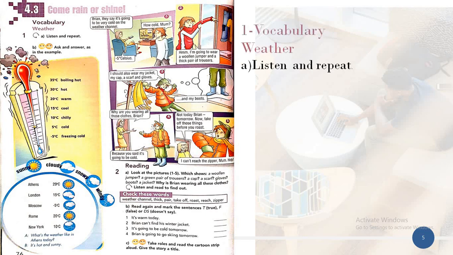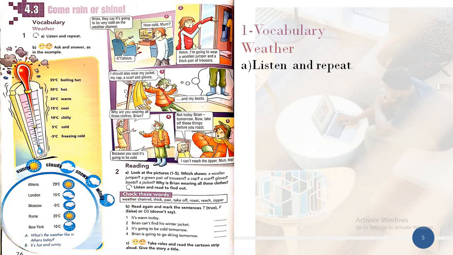1A, listen and repeat. So please, I will read the words and you repeat after me. We have 35 Celsius, boiling hot, 30 Celsius, hot, 20 Celsius, warm, 15 Celsius, cool, 10 Celsius, chilly, 5 Celsius, what? Cold, good, and minus 5 Celsius, freezing cold. And we have here sunny, cloudy, snowy, and windy.